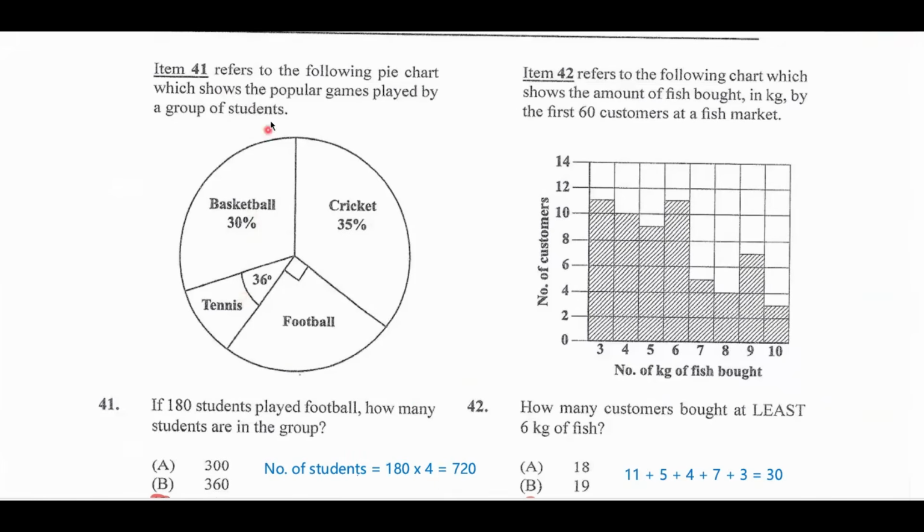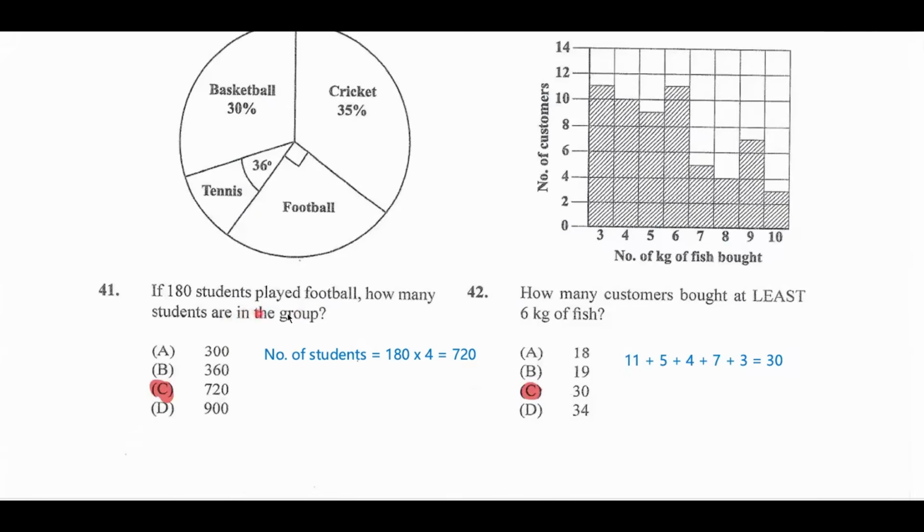Item 41 refers to the following pie chart, which shows popular games played by a group of students. If 180 students played football, how many students are in the group? Okay, well, if 180 play football and that's a quarter, multiply 180 by 4 because 4 quarters make a whole. So 180 by 4 gives 720, that's C.